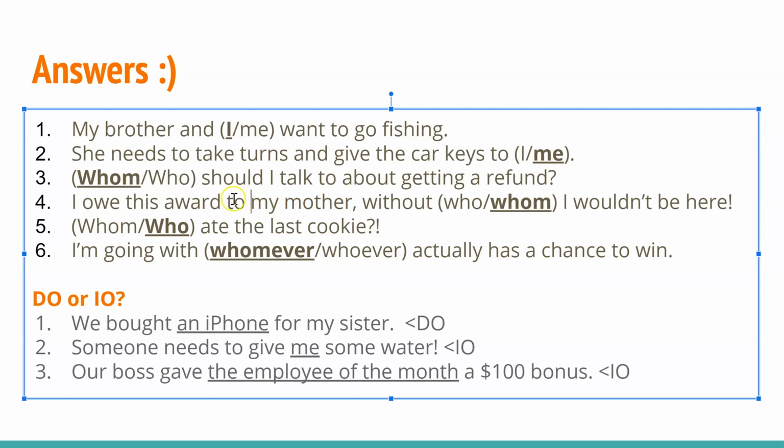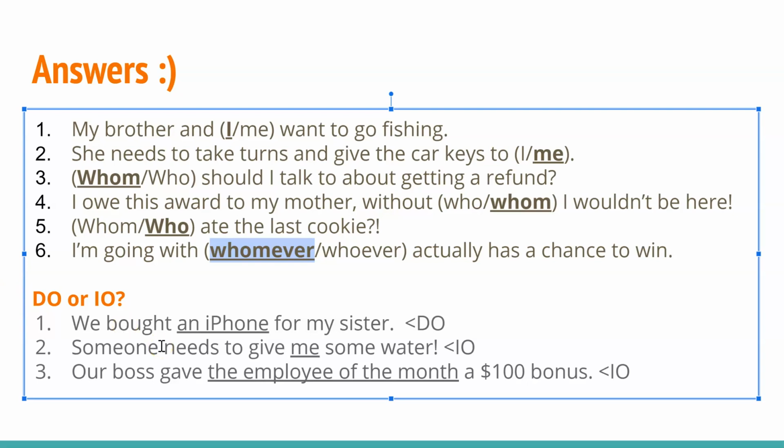Now, this is an object right now. I'm still in the object area of the sentence, so I'm going to pick whom, the object pronoun. In number 5, who ate the last cookie? It's a subject. In the subject spot, I'm using who. And then 6, I'm going with preposition, whomever. Hopefully this is gradually getting easier for you.